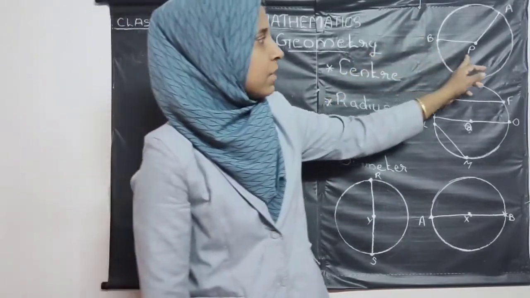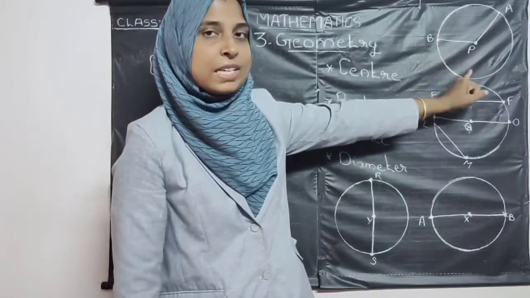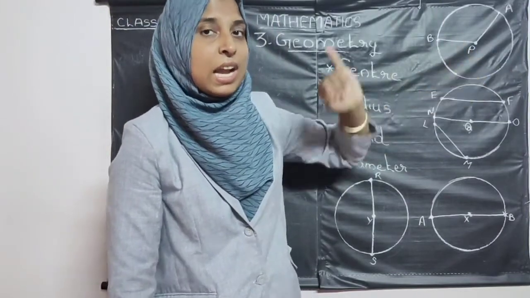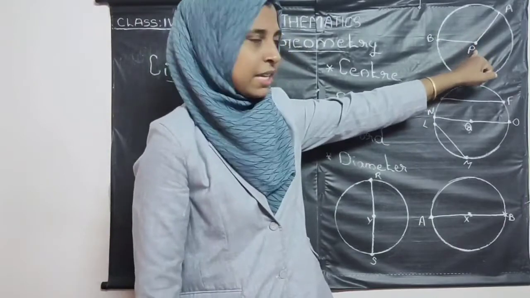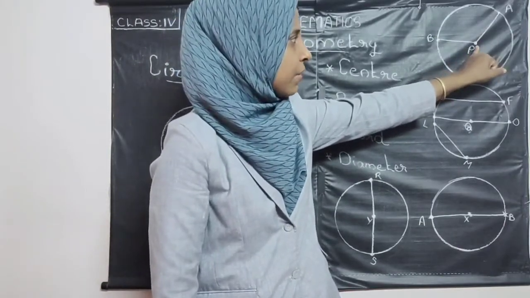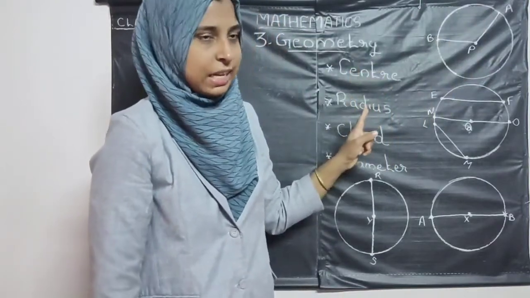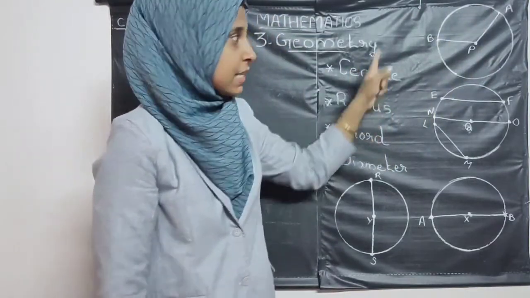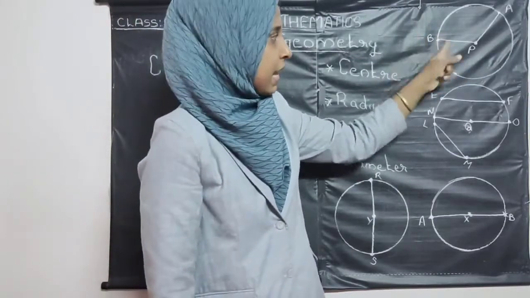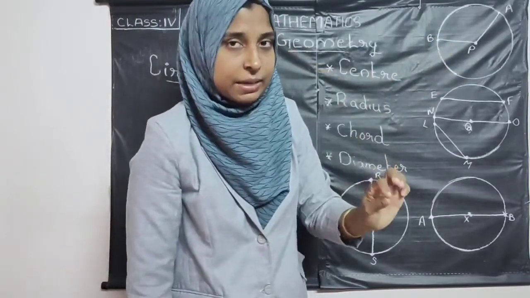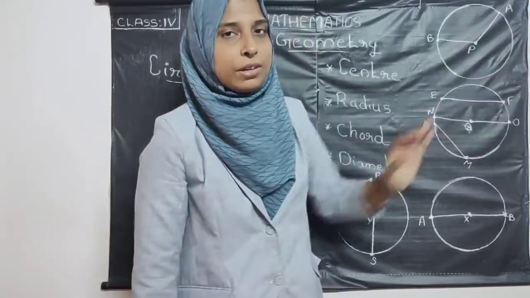Next, radius. All of you look here, this circle with center P. Radius is a line segment from the center of a circle. Here P is the center. From the center of a circle to any point on the circle, it is a line segment. A radius is a line segment. Line segment we already studied, isn't it? Yes. Radius is a line segment from the center to any point on the circle.